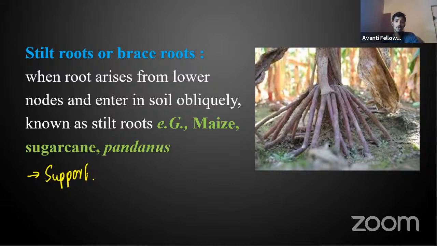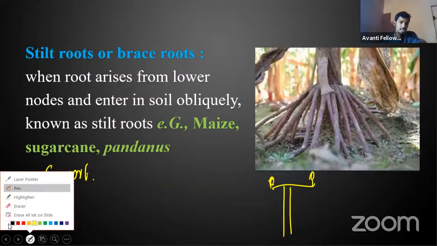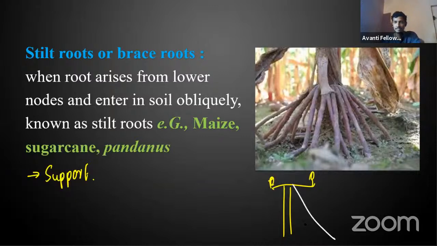You can find it in monocots, maize and the sugarcane. Sugarcane also, the same thing happens. So you can think about this as like electric poles. For the electric poles, normally the electric department will give a supporting line like this, right? To stop it from falling off. Exactly like that. Stilt roots will support in 360 degrees, and they will actually support the actual stem. So sugarcane, pandanus, maize are the common examples you can think about.